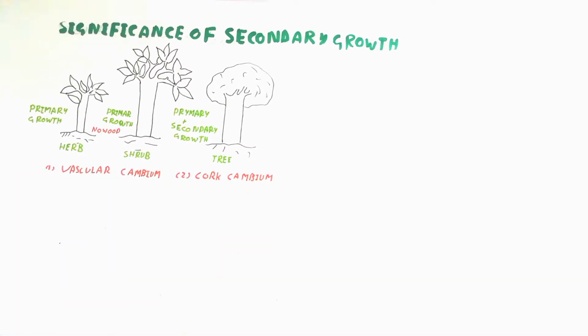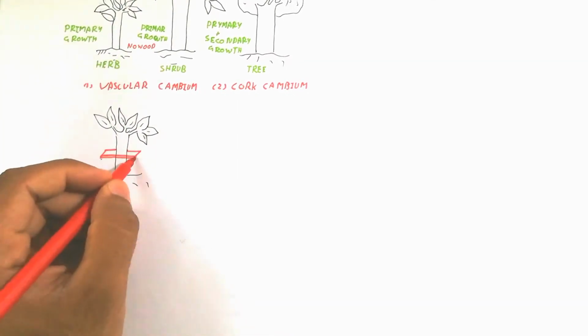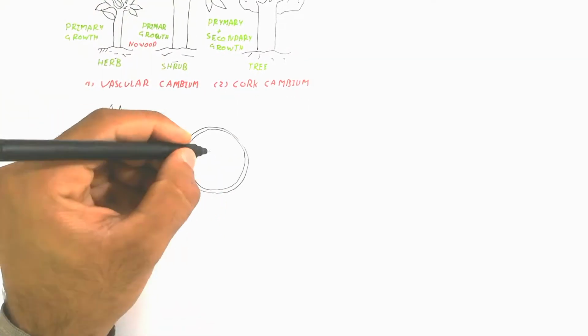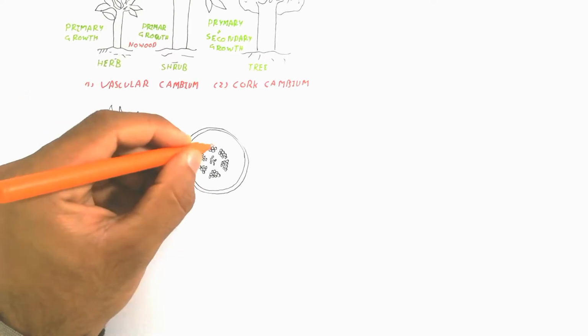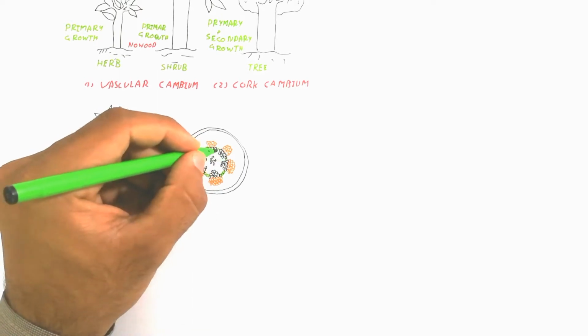So here vascular cambium and cork cambium are of major importance for the production of secondary xylem and secondary growth, and the periderm. Now we will talk about the primary growth.